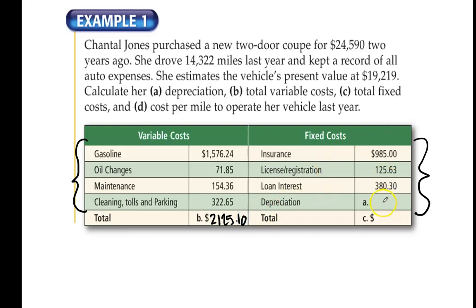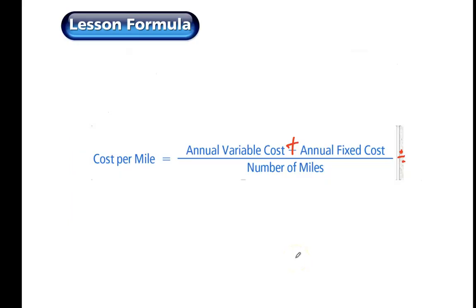Now, instead of figuring out depreciation, I'm just going to give it to you: $2,685.50. And then you do the same thing. You're going to add the fixed costs, which would come to $4,176.43.